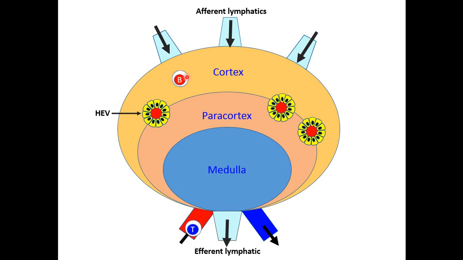The same thing happens for T cells, but when T cells enter the lymph node and they appear at the high endothelial venule, they leave blood circulation and they go towards the paracortex. So the cortex will be the B cell region and the paracortex will be the T cell region.